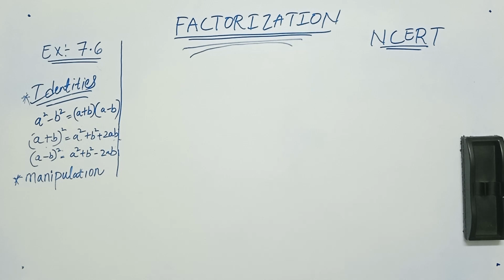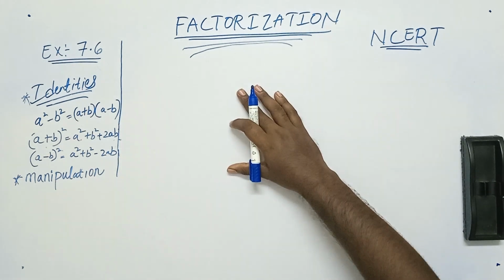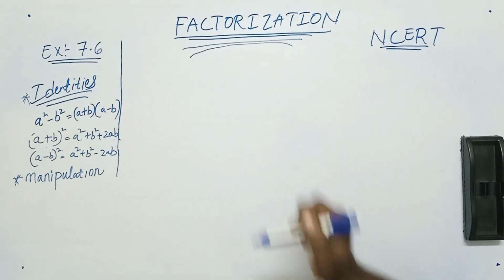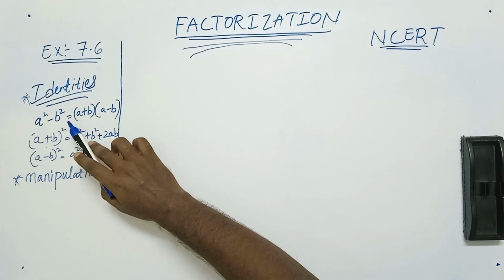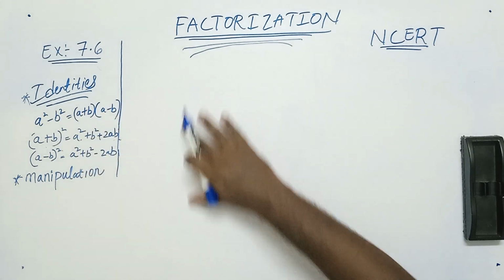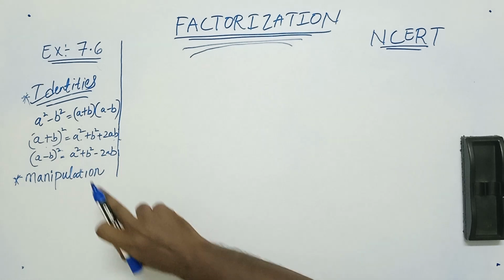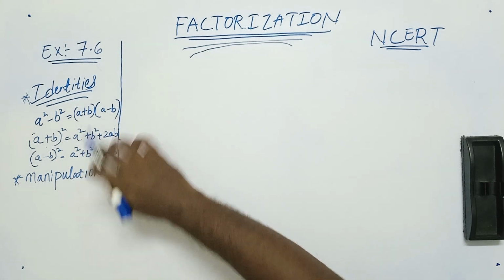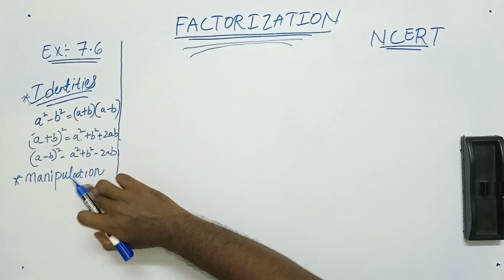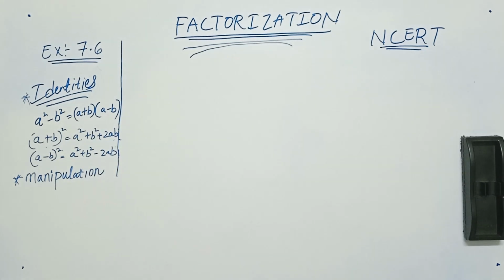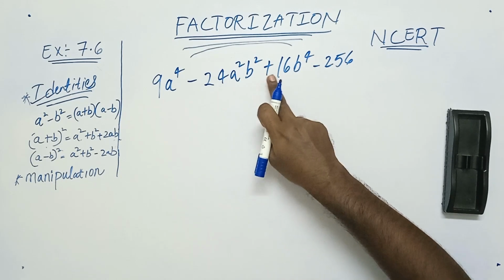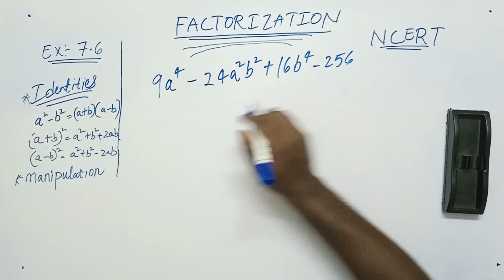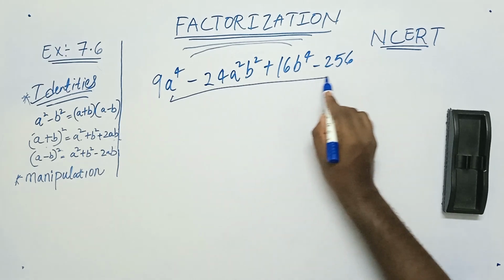Here we are finding the factors of a given expression by using identities as a tool and manipulation as a tool. In a previous video we discussed the a square minus b square tool that helps us find the factors of a given expression, but in this class we are going to use the 3 identities along with manipulation. Our next problem is 9a power 4 minus 24 a square b square plus 16 b power 4 minus 256. We have to find the factors of this given expression.